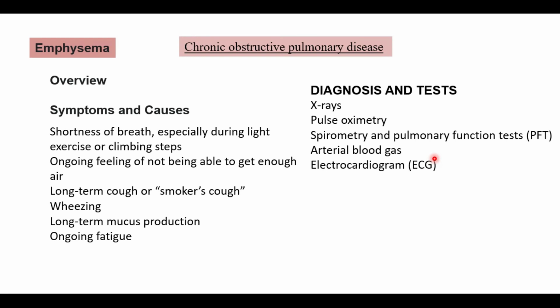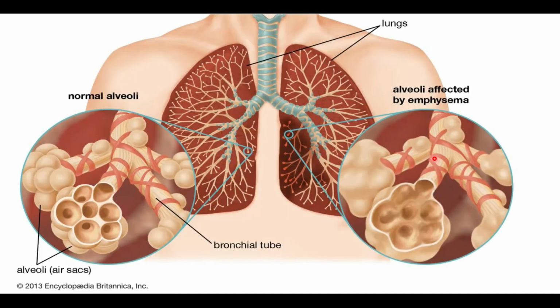We can say that over 3 million people in the United States alone have been diagnosed with emphysema. Over 11 million Americans have COPD, and emphysema is most common in men between the ages of 50 and 70. And the main reason is smoking.